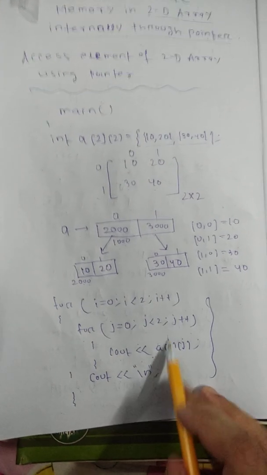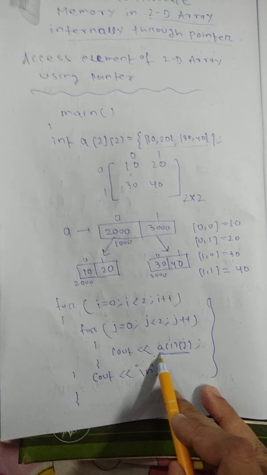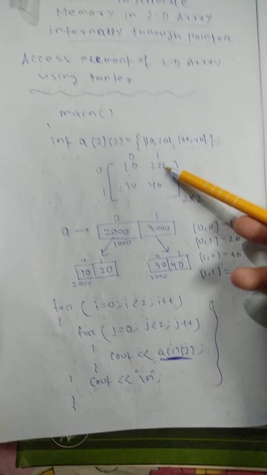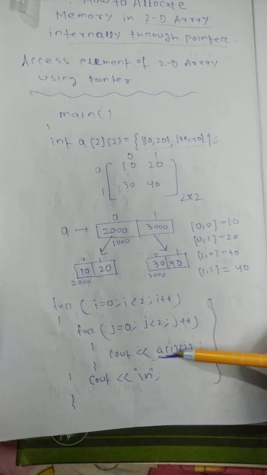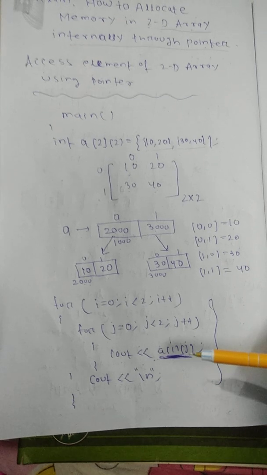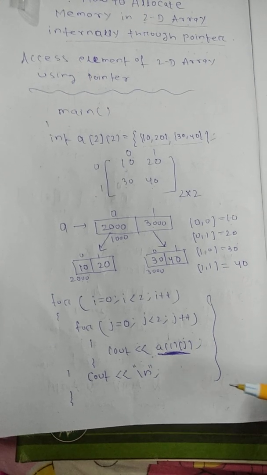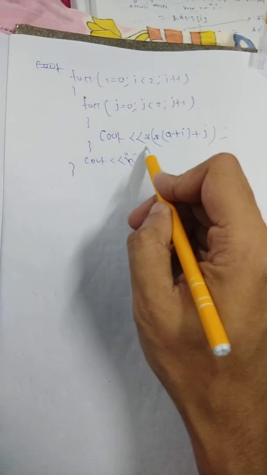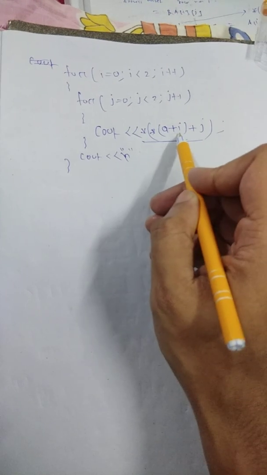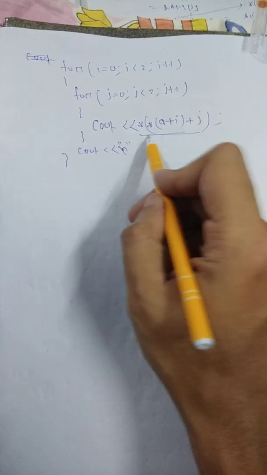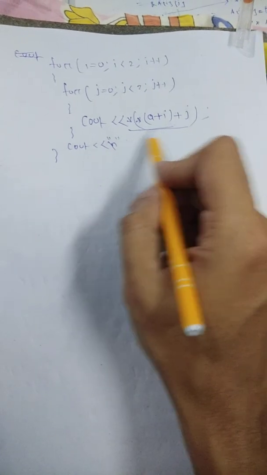So can you access the element without using the index? Yes, we can also access the element of the 2D array using a pointer. Let's see how the pointer will access the element of the 2D array. Instead of a[i][j], I am writing this formula: star, open bracket, star, a plus i, close bracket, plus j, then whole star. Can it work? Let's see how this formula will work.